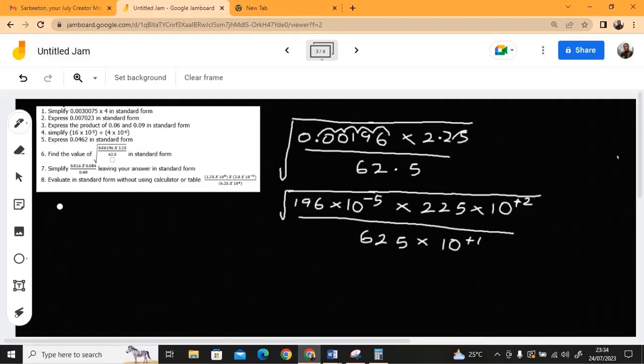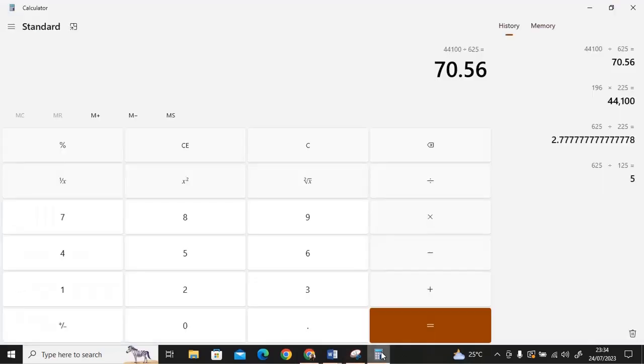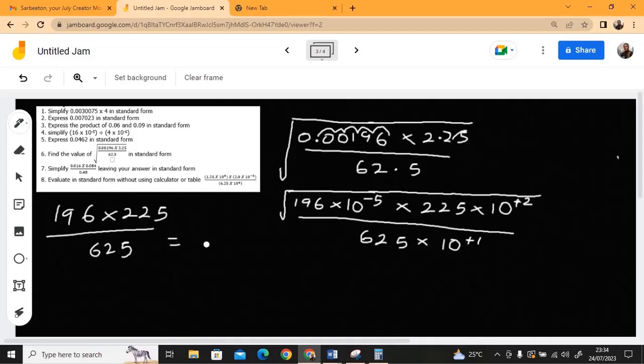I did 196 times what? 225, divided by what? Divided by 625. So I have what? 70.56, I think, if I'm right. So we have 70.56. Now we are not going to deal with the base 10 number.